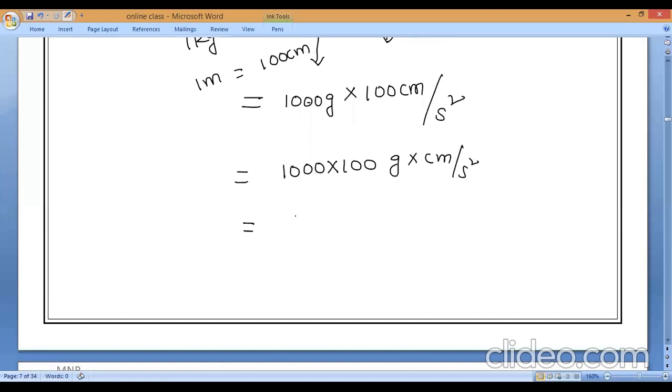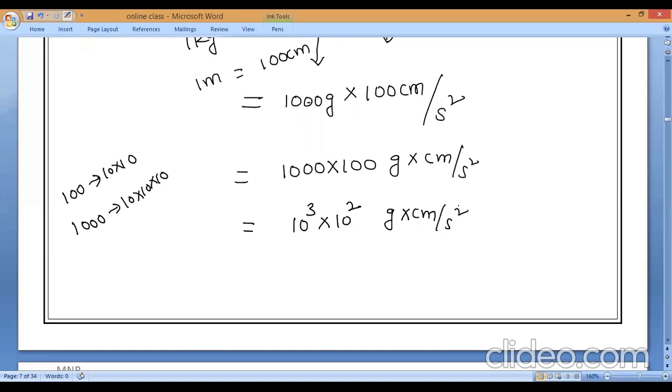Now you can notice it. 1000 into 100, I can write in the form of powers. 1000 I can write as 10 power 3, and 100 as 10 power 2. 100 means 10 into 10, and 1000 is 10 into 10 into 10. Is it right? Then 10 power 3 into 10 power 2 equals 10 power 3 plus 2, which is 10 power 5. So 10 power 5 gram centimeter per second square.